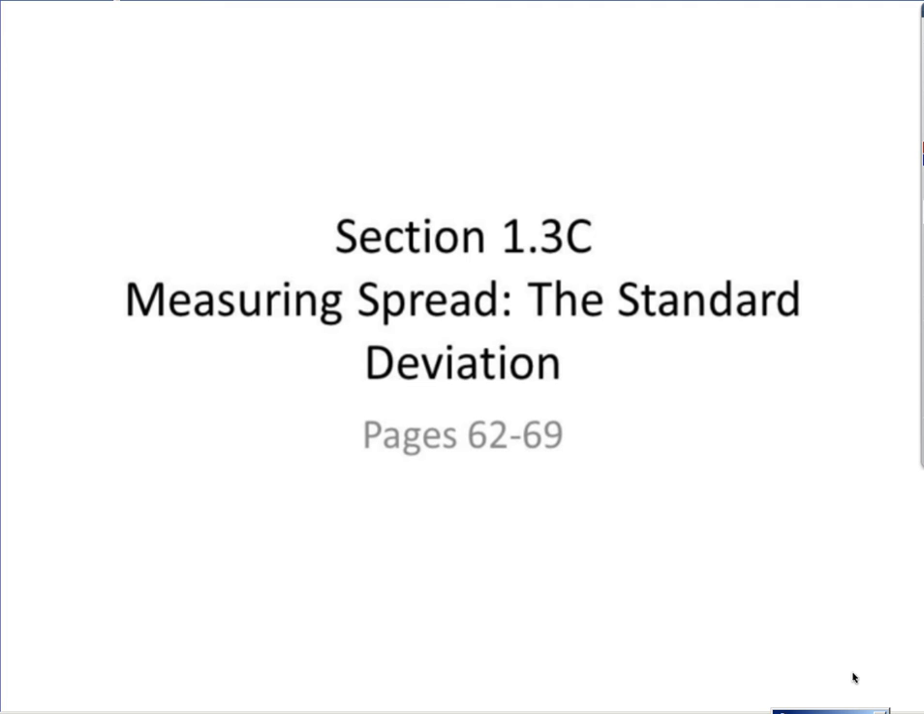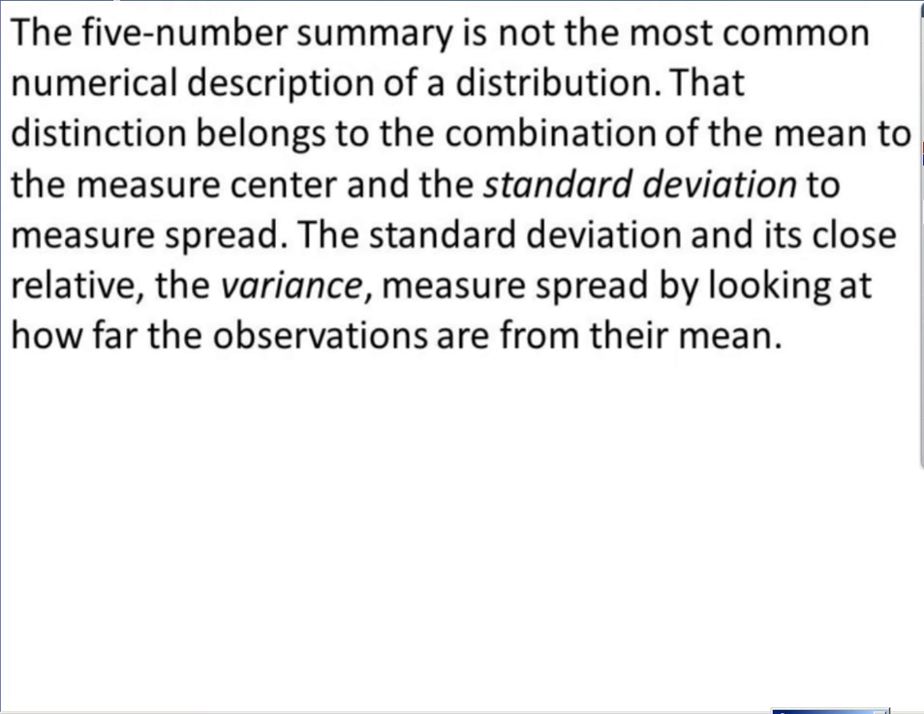This is section 1.3, part C, measuring spread. We're going to be working with the standard deviation. The five-number summary is not the most common numerical description of a distribution. That distinction belongs to the combination of the mean as the measure of center and the standard deviation as the measure of spread. The standard deviation and its close relative, the variance, measure spread by looking at how far the observations are from their mean.